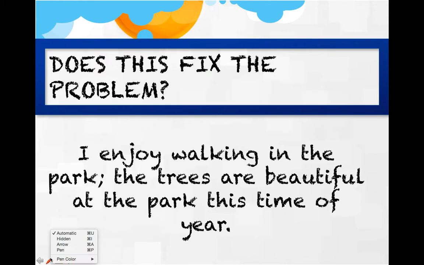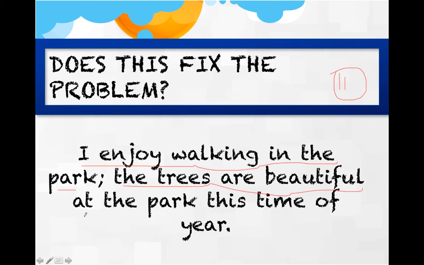All right, I want you to take a look at this. Maybe pause the video and decide, does this fix the problem that we saw a moment ago? All right, let's take a look together. We've got 2 complete ideas that could stand on their own. I enjoy walking in the park. The trees are beautiful at the park this time of year. So that's a complete idea that could also stand on its own. They're related. One is talking about going to the park and one is talking about trees in the park. So it follows the second rule. Finally, the third rule, the T here is not capitalized, therefore this sentence correctly uses a semicolon.